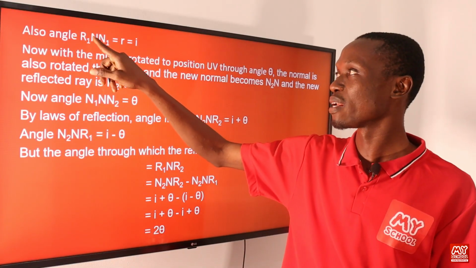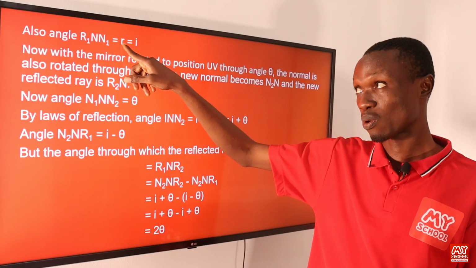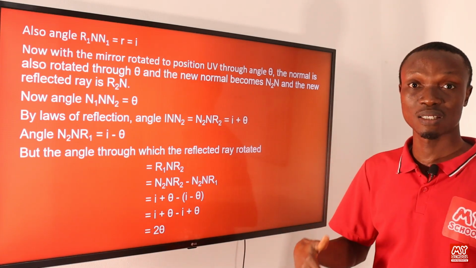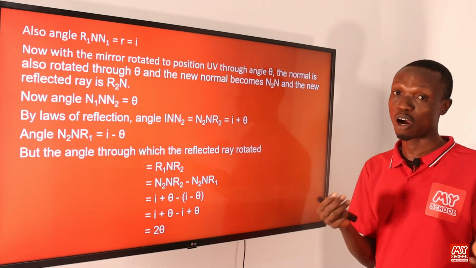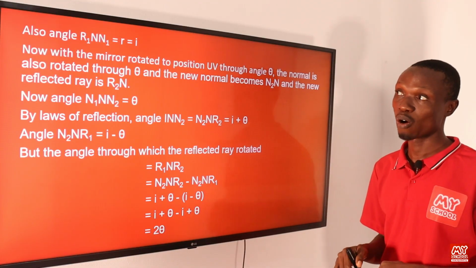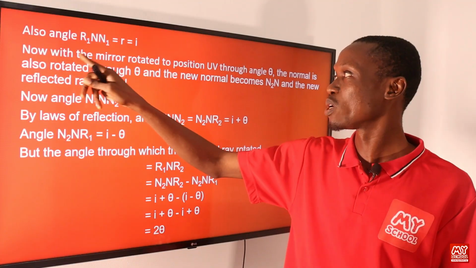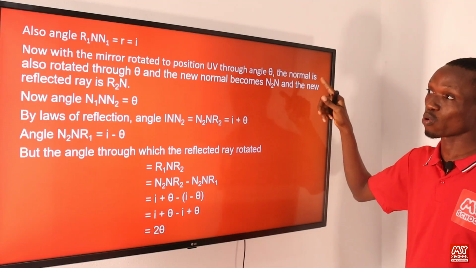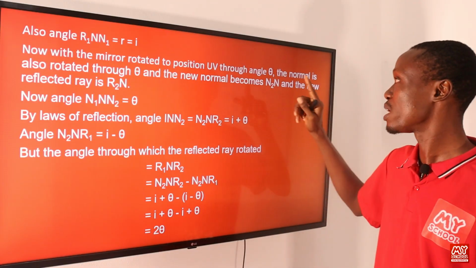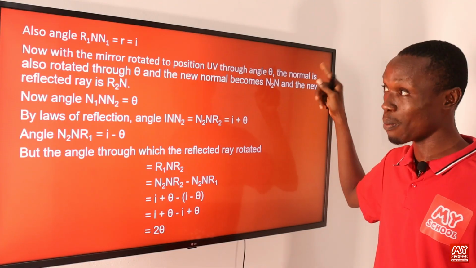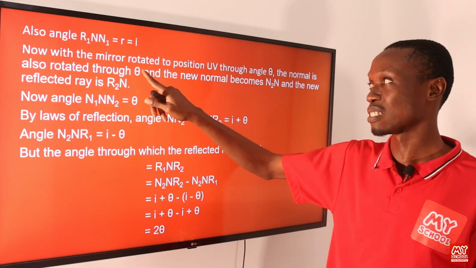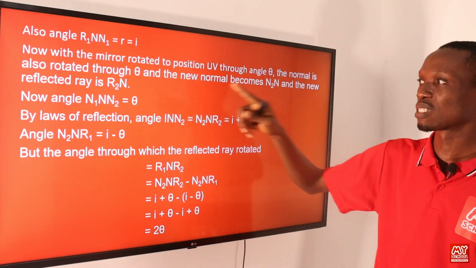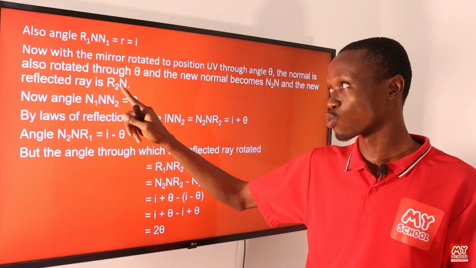Now also arrow 1 N N1, which is the angle of reflection, is also equal to the angle of incidence, and that is according to the second law of reflection. The angle of incidence is equal to the angle of reflection. Now with the mirror rotated to position UV through angle theta, the normal is also rotated. So take note of this. When the mirror is rotated through angle theta, the normal itself is also rotated through theta, and the new normal becomes N2 N, and the new reflected ray becomes arrow 2 N.